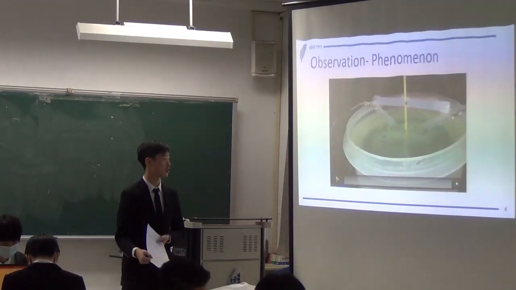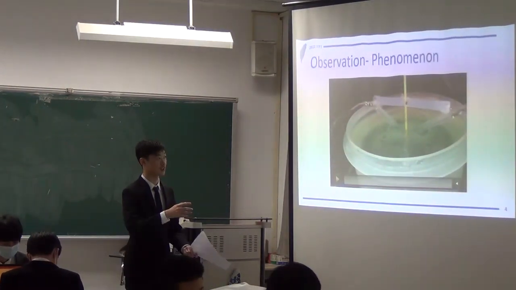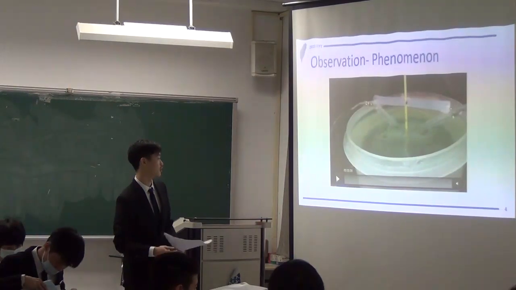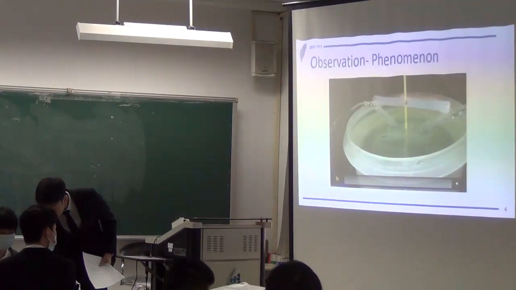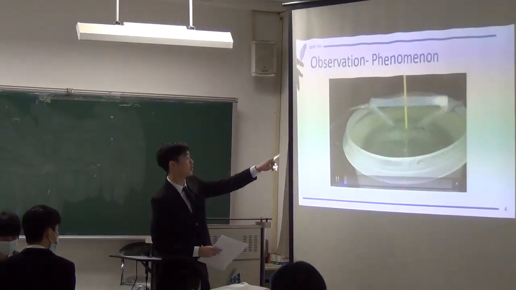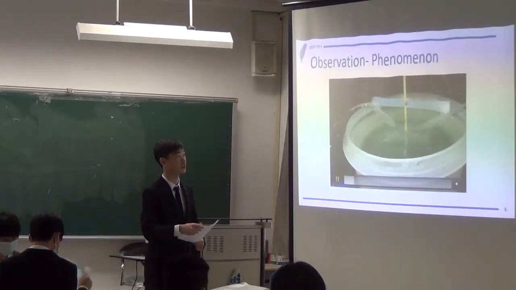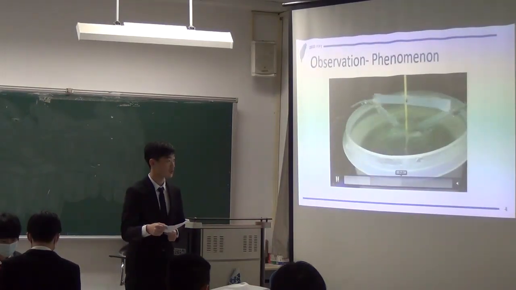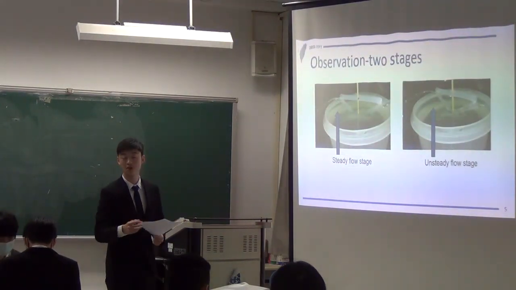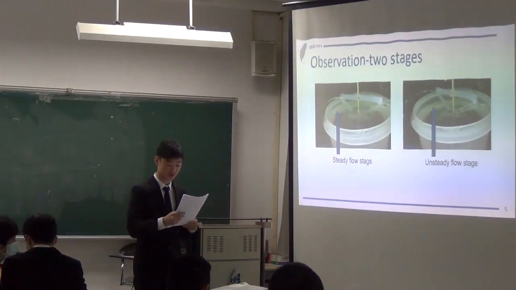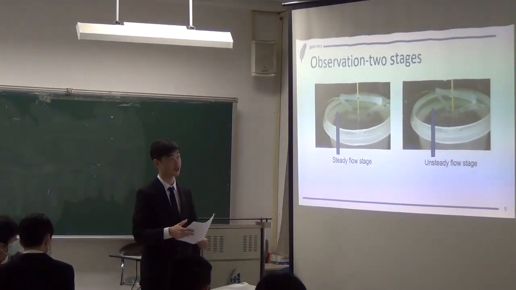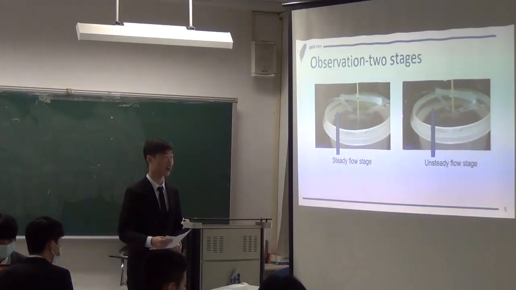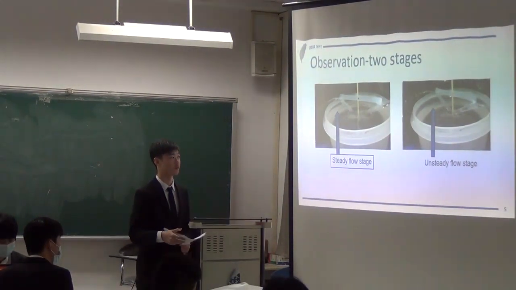This is the demonstration of the phenomenon. As you can see, when the straw is put into the water and rotated according to the axis, the water will pump out of the container, and it is a continuous flow. Next, we notice that there are two stages of the water flow. One is the steady flow stage, on the left, and the other is the unsteady flow stage, where droplets will be formed when out of the straw. The steady flow stage is the main focus of our experiments.